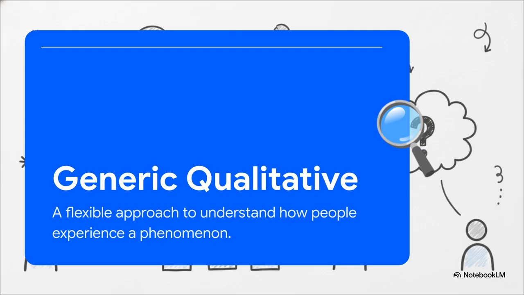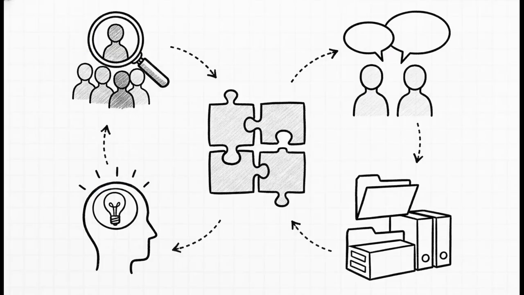You aren't trying to describe an entire culture, right? You just want to understand how people experience a specific phenomenon. Recognizing this as a legitimate, standalone design is a really crucial methodological literacy skill. So, what does a generic qualitative study actually look like in the wild? Well, our sources outline a few core features.